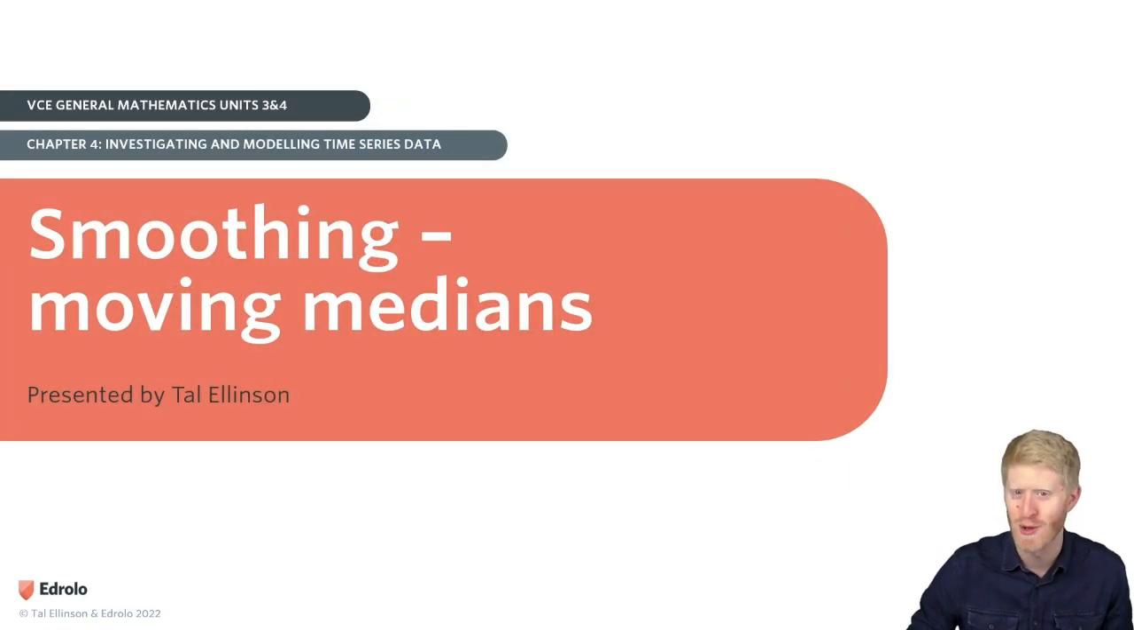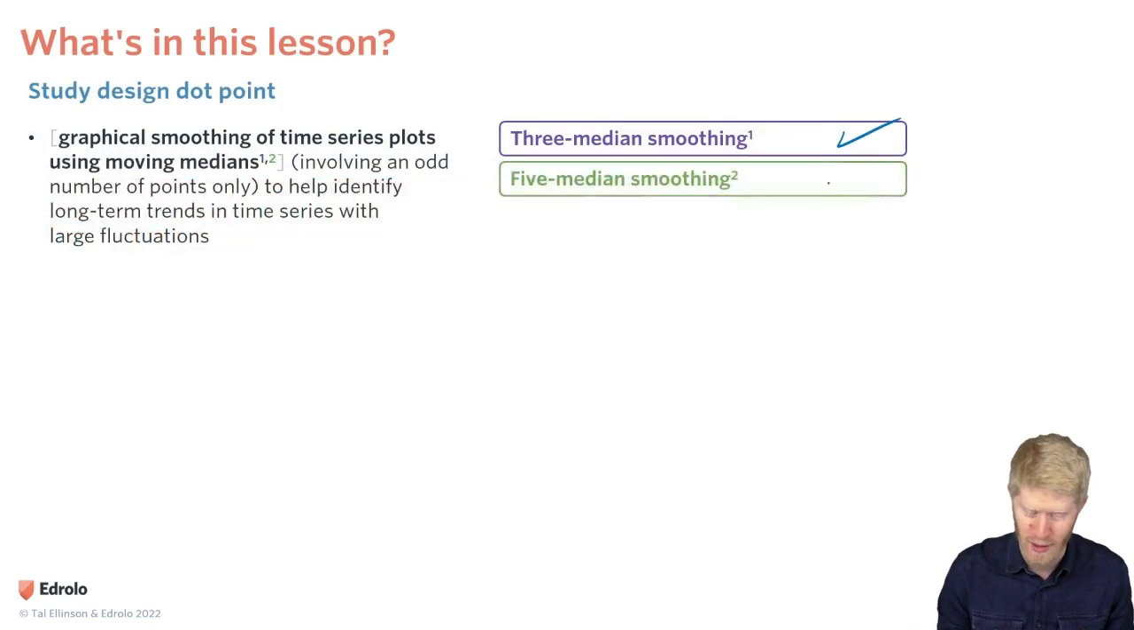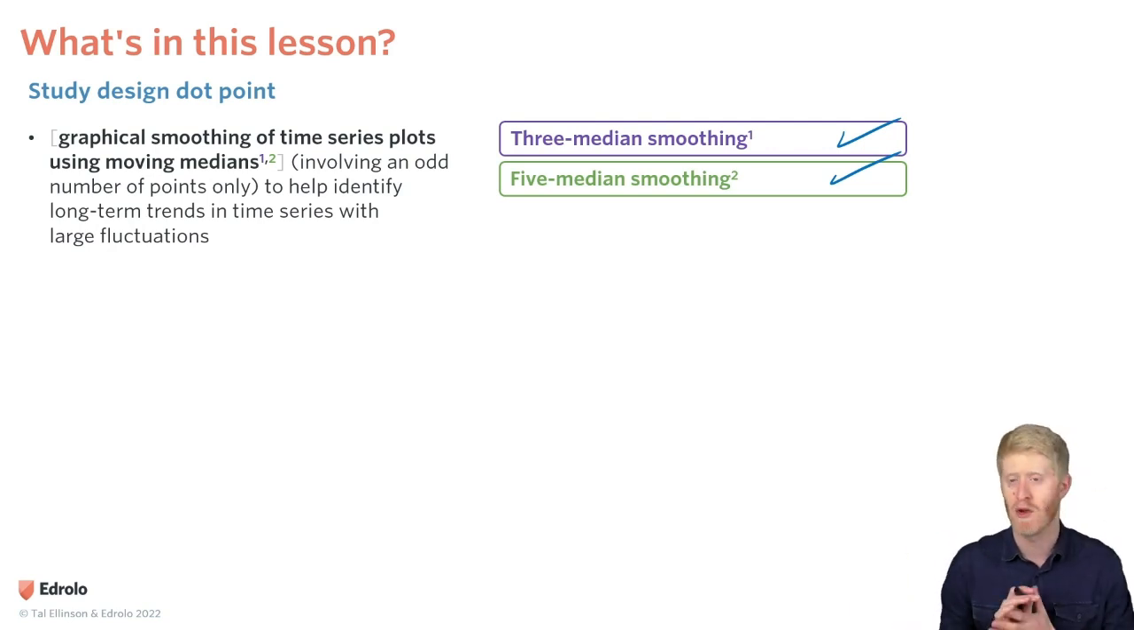So let's have a look. Smoothing with the moving medians. We'll look at 3 median smoothing, we'll look at 5 median smoothing. Unlike the moving means, we're only using odd numbers and it's nice and quick and easy to do.